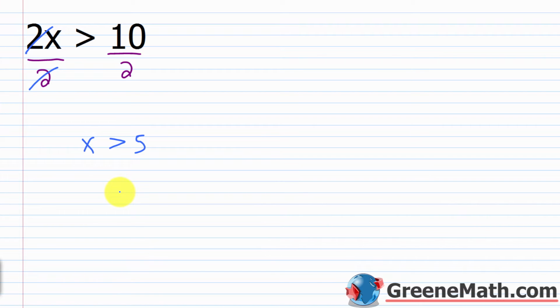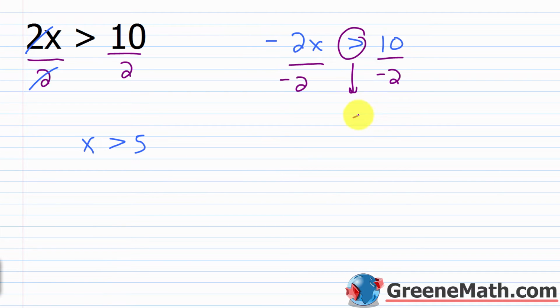If I would have had a situation where it was, let's say, -2x is greater than 10, well, in this scenario, I divide both sides by -2, I've got to flip the direction of the inequality. Right now, it's a greater than. It's got to become a less than. So the symbol flips. So this becomes a less than, and this will become x is less than -5.